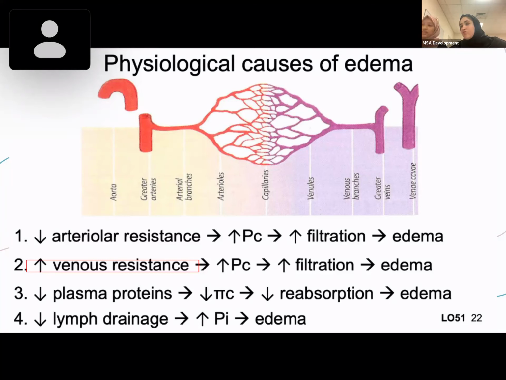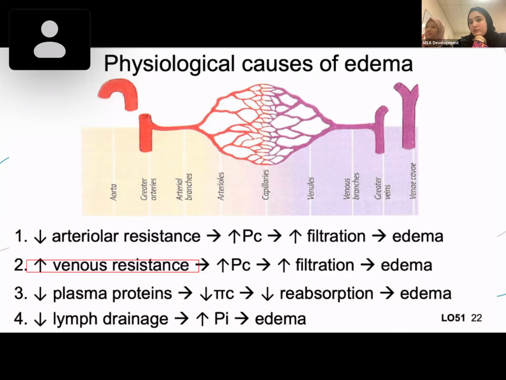So there's arteries, arterioles, capillaries, and venules. This is high yield. Whatever affects the arteriolar side, for example decreased arterial resistance, means that the arteries are dilated, they have less resistance, they're able to hold more blood. So we have more blood coming into the capillaries, and that can cause edema.